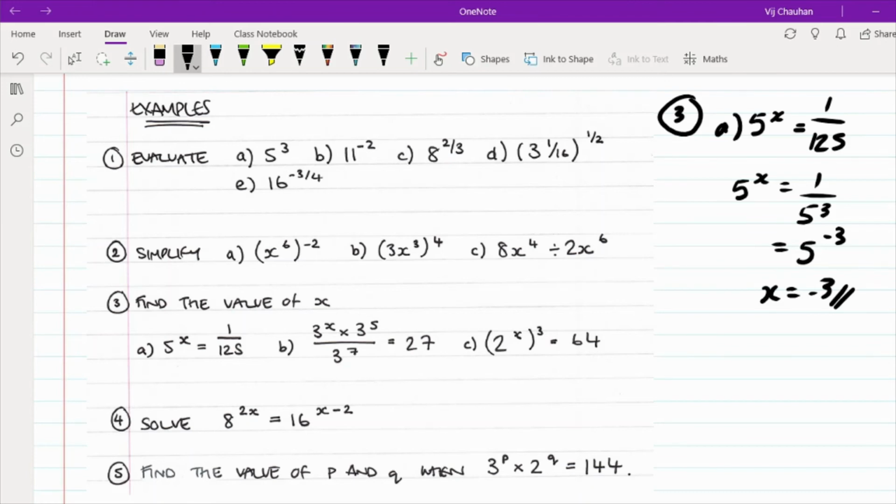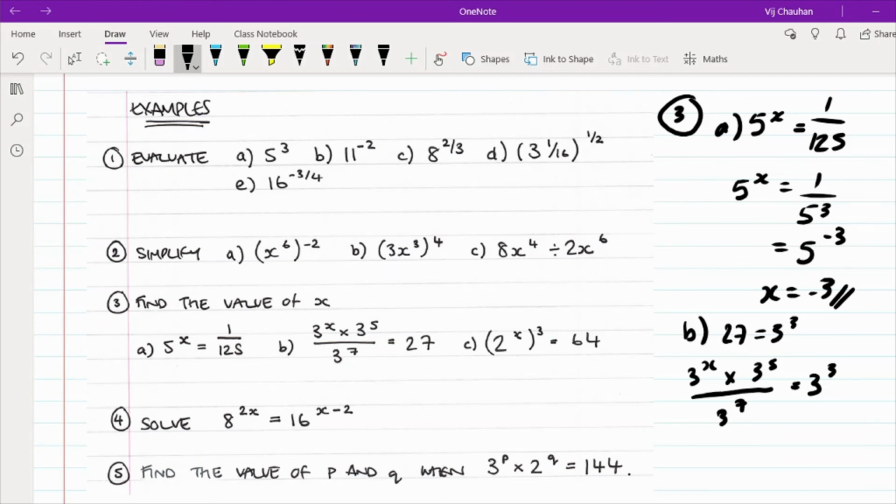For B, looking at this, the key thing here is we've got powers of 3, and you want to think to yourself, well, can I write 27 as a power of 3? Which I can. So knowing that 27 is 3 cubed, then I can write this as 3 to the x times 3 to the power of 5 over 3 to the power of 7 equals 3 cubed. Now looking at this, we add the powers and we take away from 7.